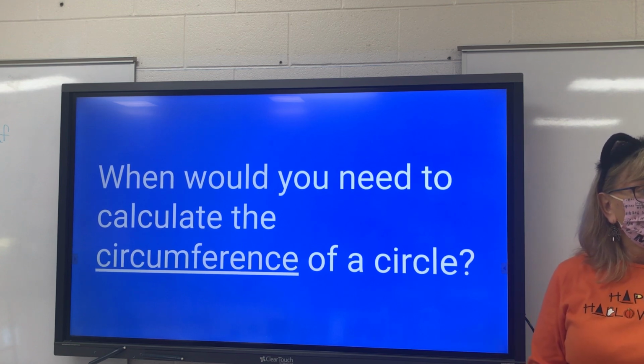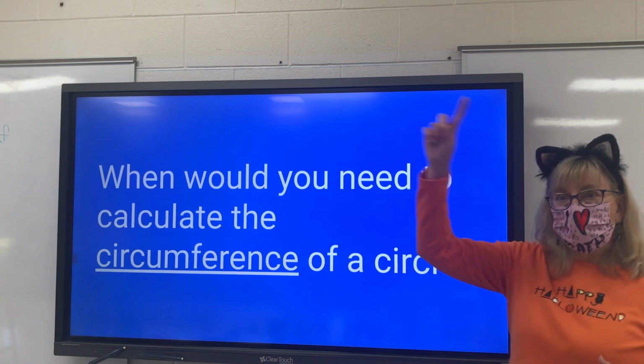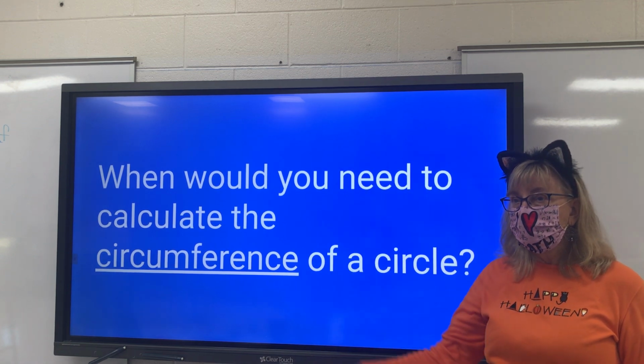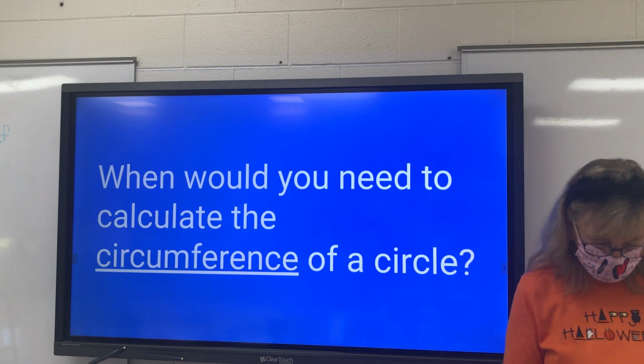What about the Ferris wheel one? The Ferris wheel one, one rotation. How about the bike one? Oh, the unicycle one, okay.